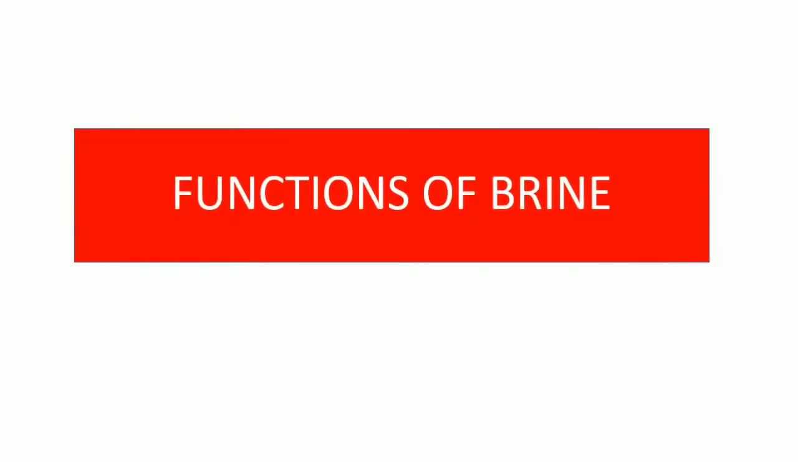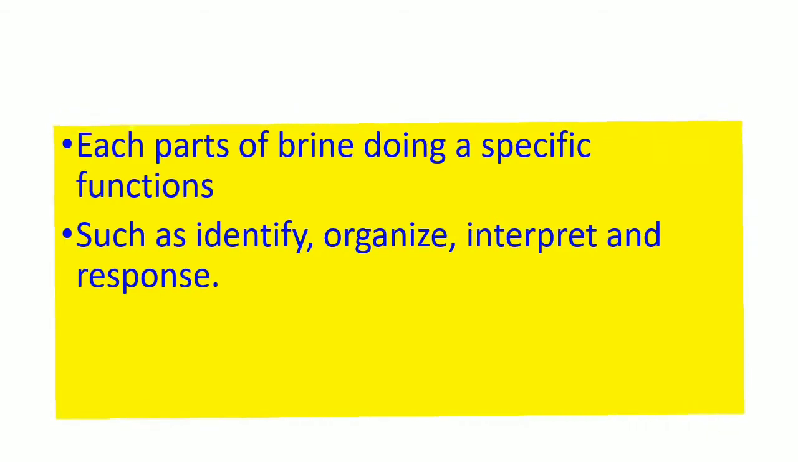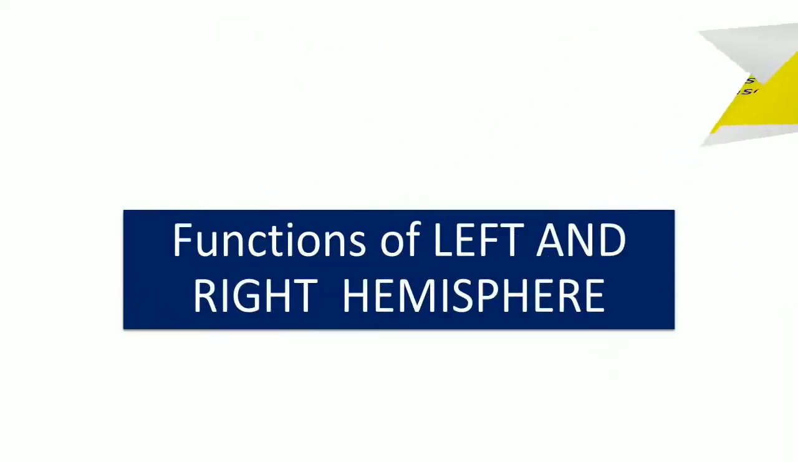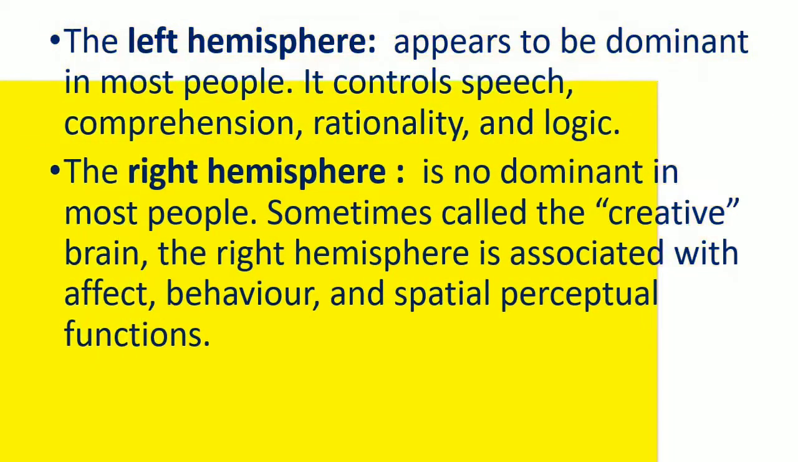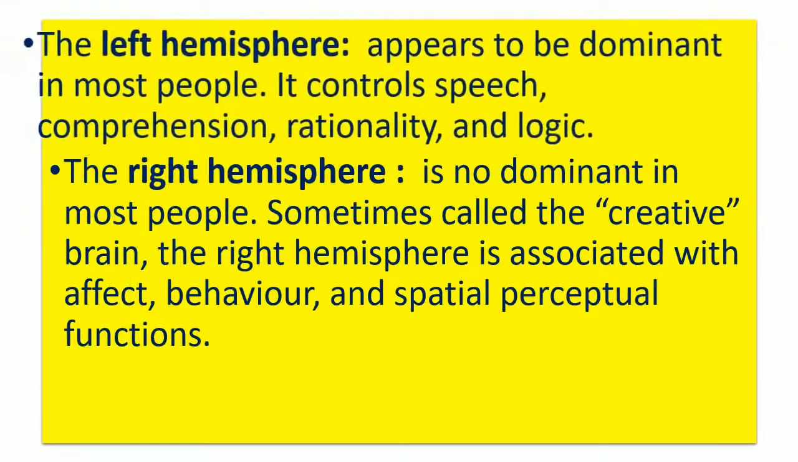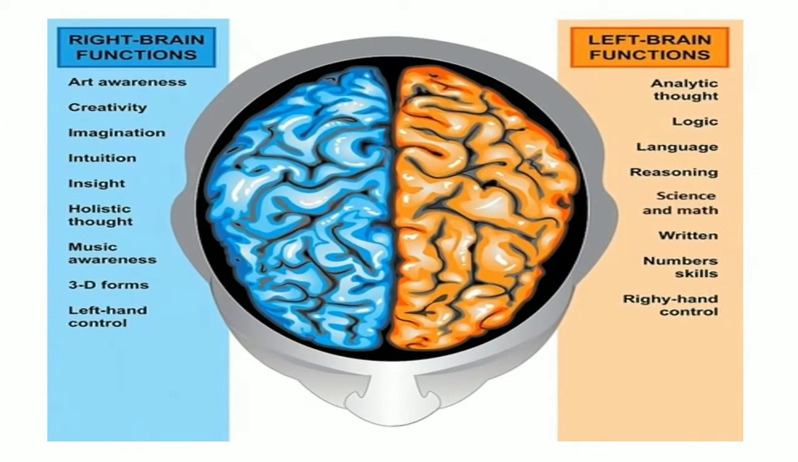Now the function of the brain is important for you. Moving forward, each part of the brain is doing a specific function, such as identifying, organizing, interpreting or responding, right? Then the function of the left and right hemispheres. Left is related to cognitive working and right is related to creative working. Okay, the left hemisphere controls speech, comprehension, rational or logical work, whereas the right is creative working. Okay, similarly the functions are given in this diagram. So take a screenshot of this point.